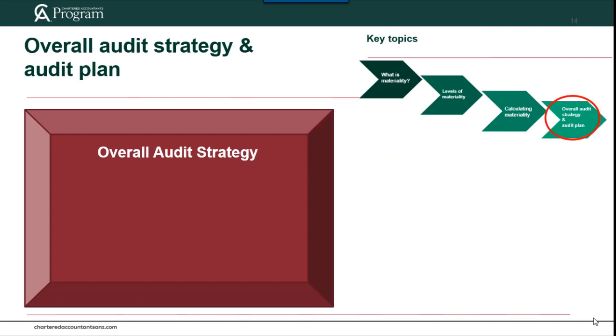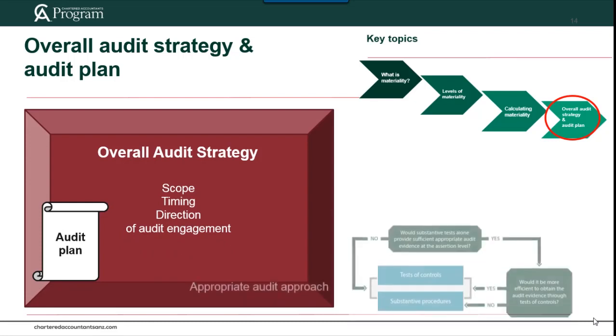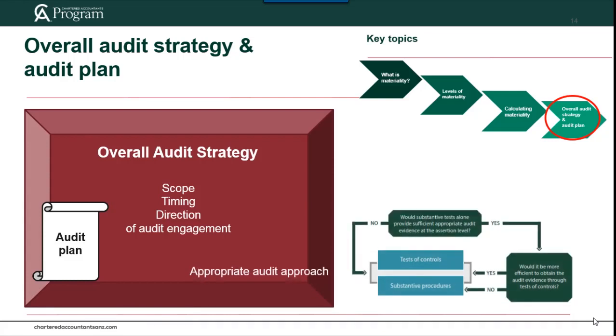Overall audit strategy and audit plan. The main purpose of establishing the overall audit strategy is to set the scope, timing, and direction of the audit engagement and guide the development of the audit plan. One of the audit strategy's decisions is determining the appropriate audit approach. This essentially means a decision as to whether the auditor will take a controls-based approach, which is performing tests of controls and substantive procedures to gather audit evidence, or perform substantive procedures only.